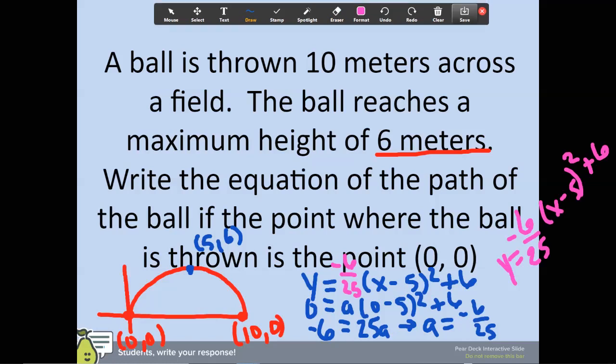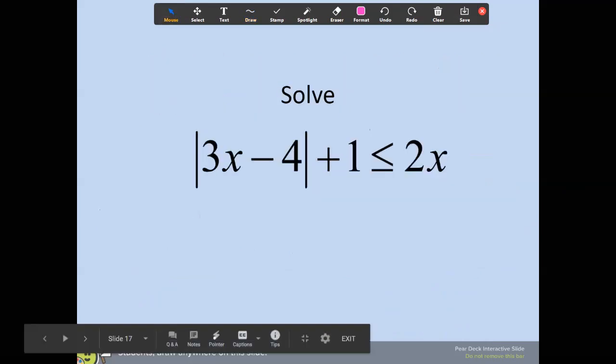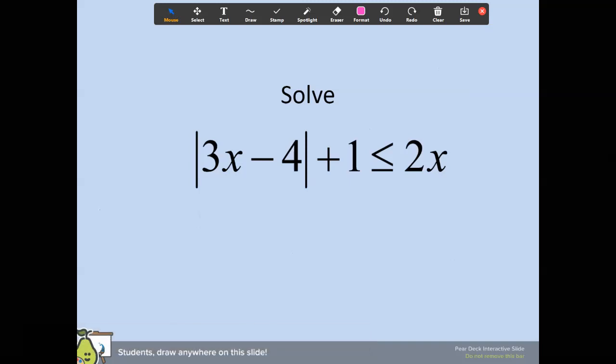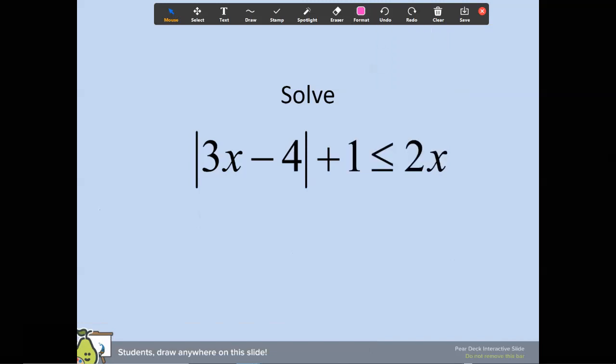Okay, next problem. On this next slide, we are going to solve for x, and this is going to be one where it is an absolute value. It's going to be on a number line. So we need to give a number line answer and then give an inequality answer.